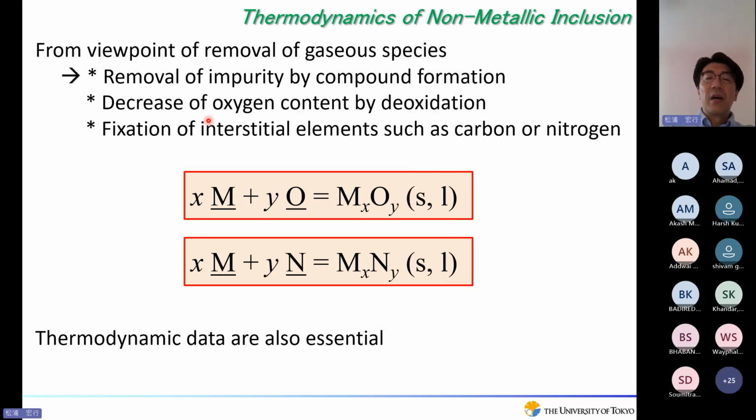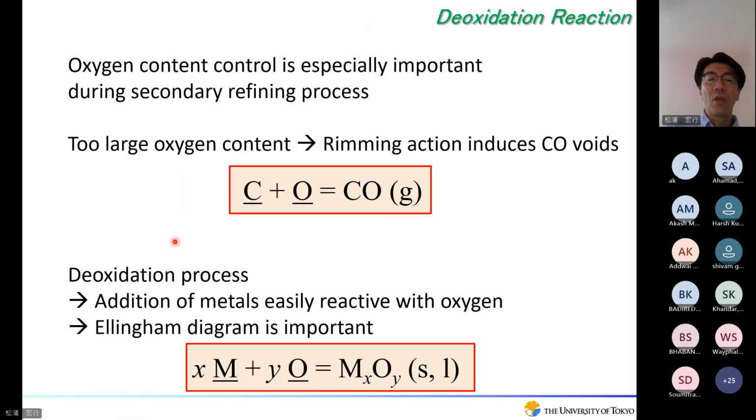And then the oxygen content can be decreased by the oxidation reaction like this. Or interstitial elements such as carbon or nitrogen can be fixed by using some alloying elements. In that case, the nitrogen is fixed in the form of a compound, and if this is carbon, a carbide is formed. Actually, this is a way to produce interstitial free steel. So anyway, for oxygen control or material property control, the thermodynamic data are also important. This is the same thing.